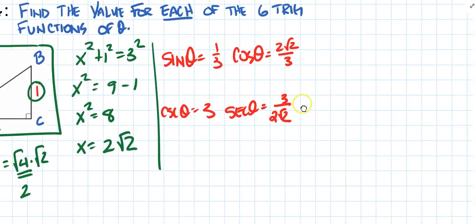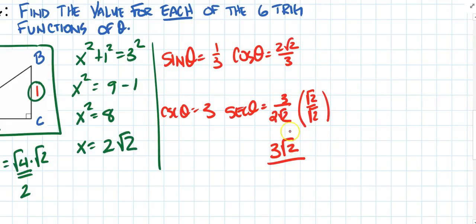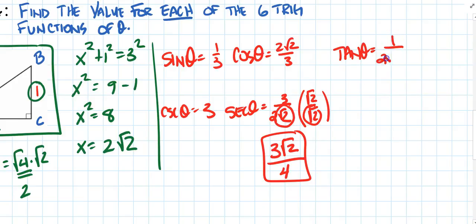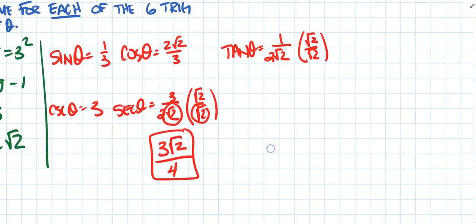Now, in this case, we need to multiply top and bottom by radical 2 to rationalize our denominator. That's going to give me 3 radical 2 divided by radical 2 times radical 2, which is just the number 2, and then times 2 itself is 4. So then I have 3 rad 2 over 4. The tangent of theta is going to be 1 divided by 2 radical 2. And again, I can't leave it like that, so I'm going to multiply top and bottom by rad 2. That would give me a value of radical 2 divided by the number 4. 4 comes from rad 2 times rad 2, that's a value of 2, and then 2 times 2 is 4.